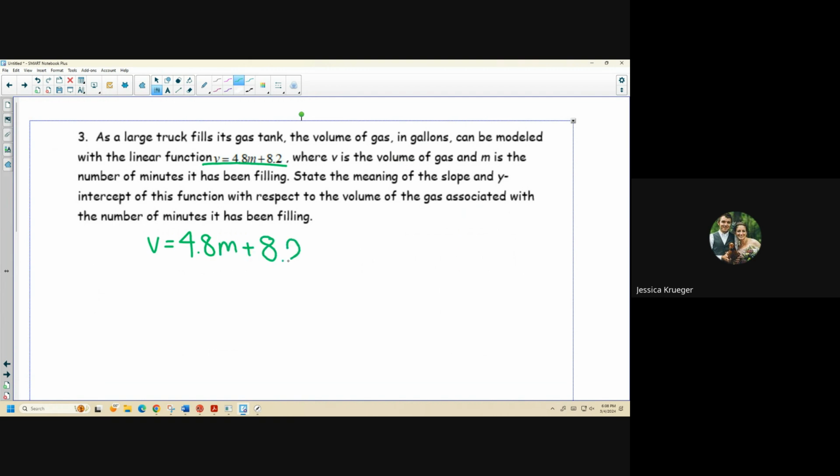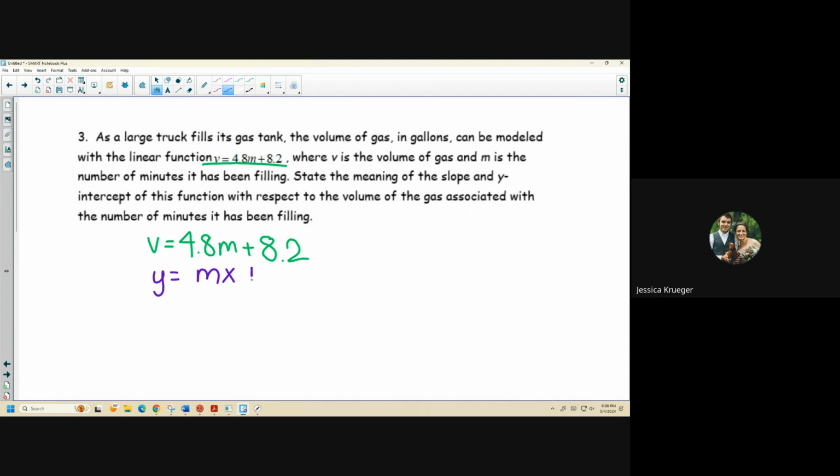One of the questions that I asked some of the students here after school was, what does a linear function typically look like when we're asked to find the slope and the y-intercept? And they said, well, it's usually y equals mx plus b. So what I can see here is that instead of x, I've got my variable m. But the number in front of the x is my slope. So 4.8 is going to be my slope.